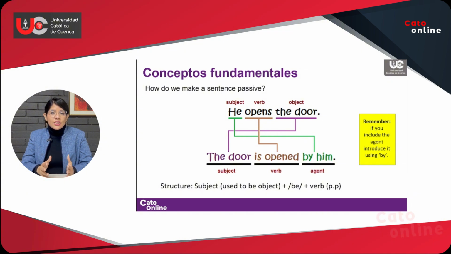So, as you can see here on the picture, we have changed all the elements of the sentence, and now the object has become the subject. That's going to be the most important part for you to remember. That means that the structure is going to be the subject, that used to be the object, followed by a form of the verb be. This form is going to change depending on the subject and the tense in which we want to speak. And finally, the verb changes to the past participle. This is the basic structure for all passive sentences.